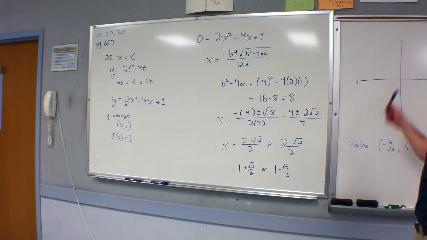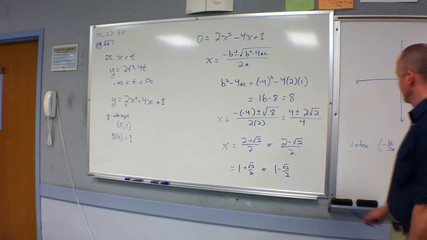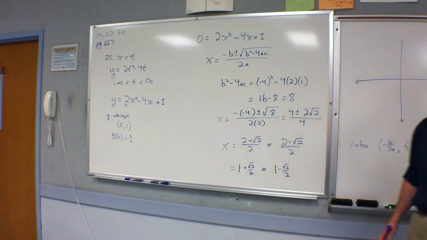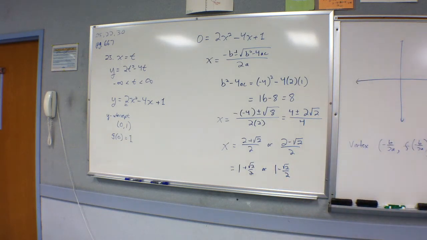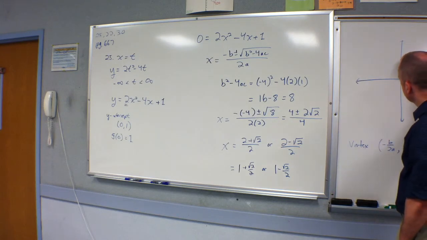So, negative b over 2a in this case. I'm also looking at finding the x-intercepts. Looking at these x-intercepts, is there a shortcut for finding the vertex? How does the vertex relate to the x-intercepts, if you have 2 of them?